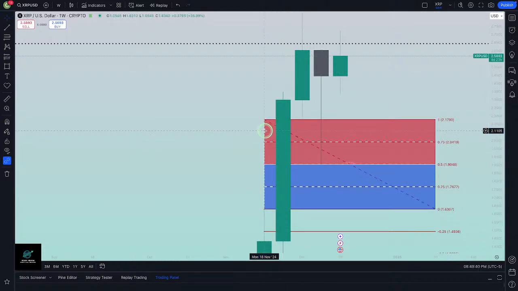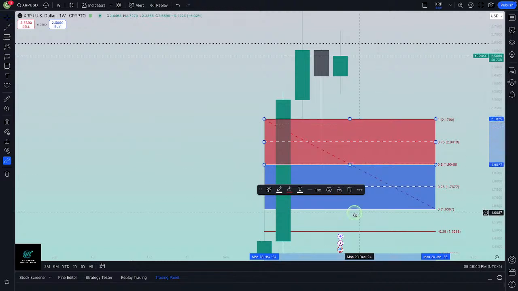Let me remove some of this stuff right quick. I was just trying to give y'all details on a premium discount inside of a fair value gap.